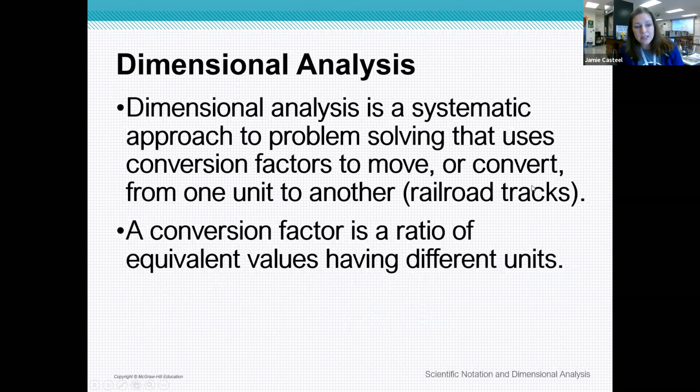All right, guys, dimensional analysis. You've probably heard them called railroad tracks. I call them T-charts. This is a way to convert units or a way to set up math problems so that I don't have to keep moving decimals. I don't have to figure out if I multiply or divide. I can just lay it out in this chart and it does the math for me. It tells me what to multiply and divide and I don't have to worry about it.